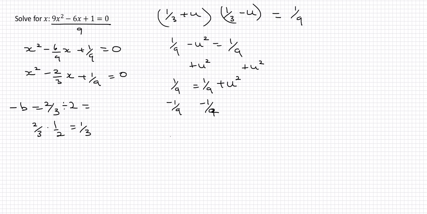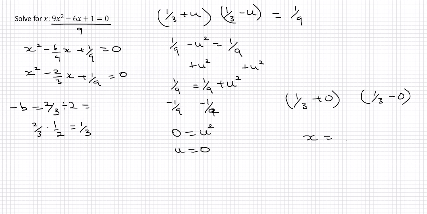So we have 0 equal to u squared. So u is equal to 0. So therefore we have 1 over 3 plus 0, and then we have 1 over 3 minus 0. So x is equal to 1 over 3, which means that this represents a perfect square.